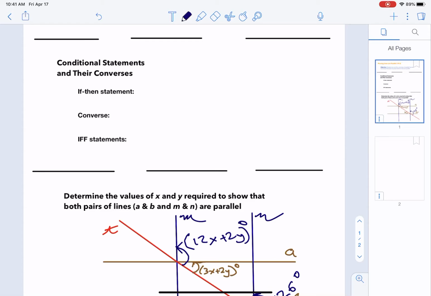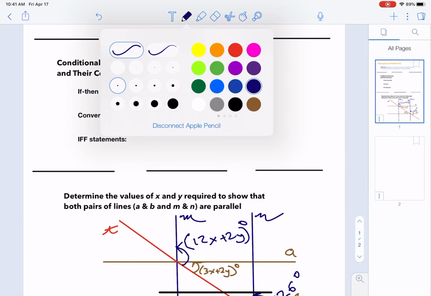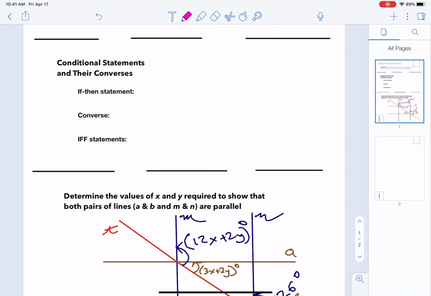So a conditional statement is an if-then statement. I'll use my famous hot pink color. If P, then Q. For instance, with the alternate interior angles theorem, it would be that if two lines are parallel and they're cut by a transversal, then their alternate interior angles will be congruent. The converse is the opposite.